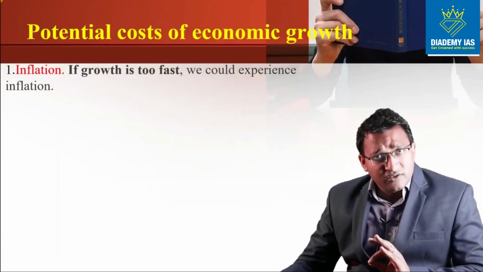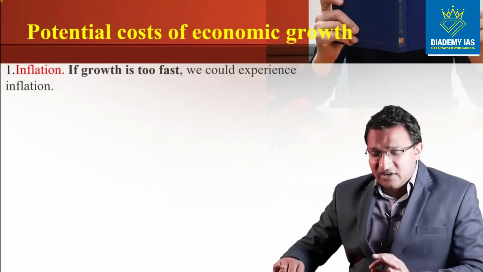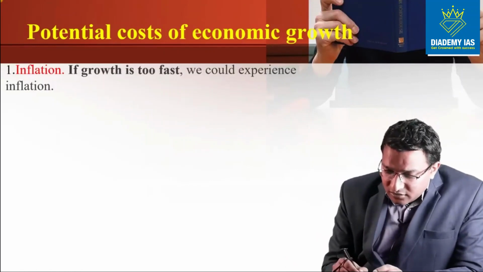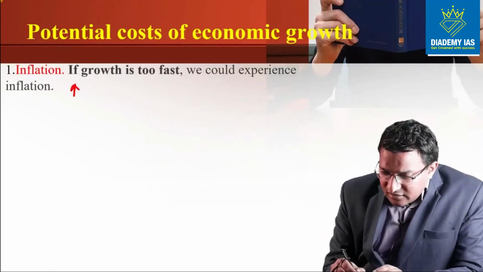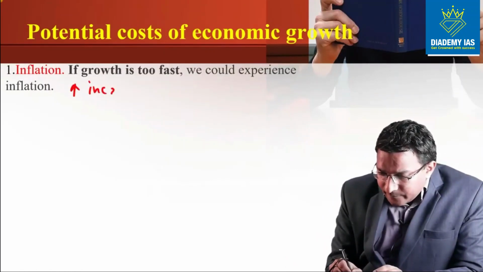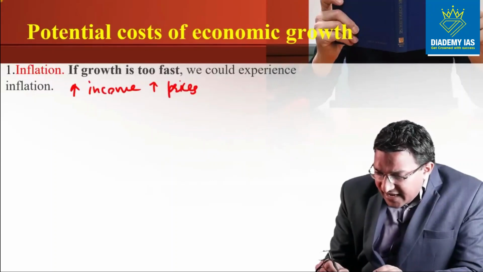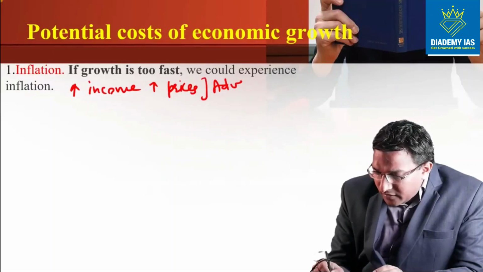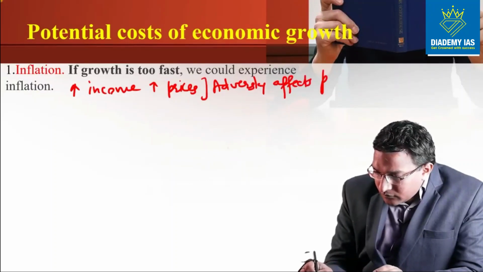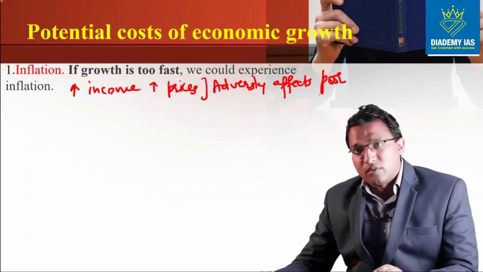So if the growth is too fast and there is an increase in the income of the people, that means there is an increase in the prices, which adversely affects the poor people. So this is the first problem.